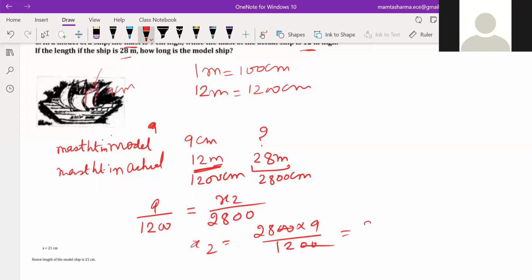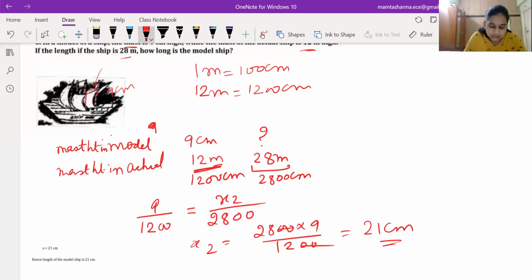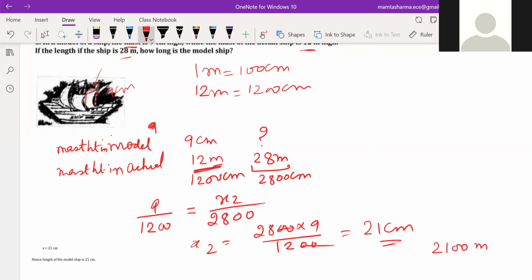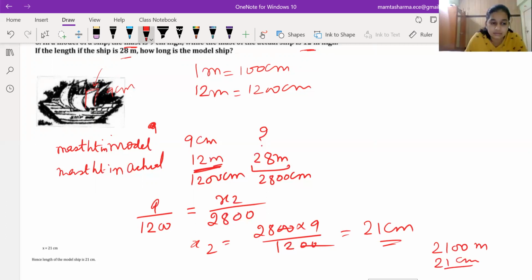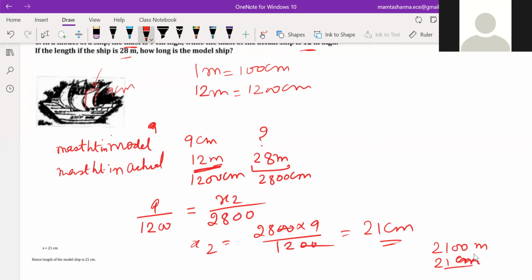And 21 centimeters. But when we convert 9 centimeters to meters, we'll get the answer as 2100. So that 2100 meter or 21 centimeter, both are same. Now 2100 we have to convert into centimeters by 100. How is 2100 meters 21 centimeters? She has converted this meter into the centimeter. So 21 meters will be 2100 centimeter, right?